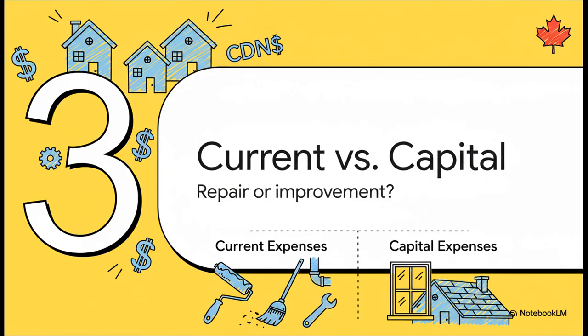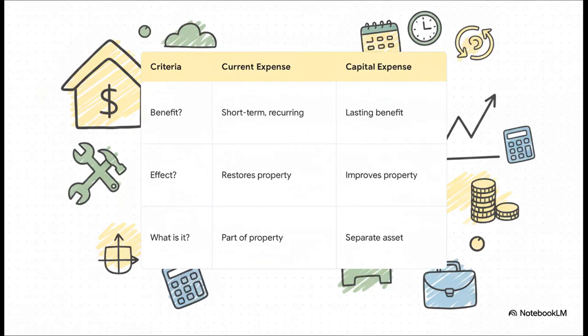Now we're getting into what is, without a doubt, one of the most confusing areas for landlords and one of the most common places for errors on a tax return. It's the difference between a current expense, which you deduct 100% this year, and a capital expense, which you have to deduct slowly over many years. This distinction dramatically impacts your net income. This table is your absolute best friend for figuring this out.